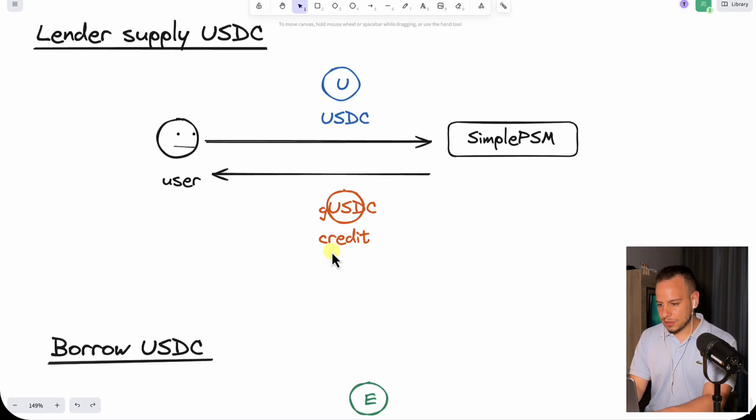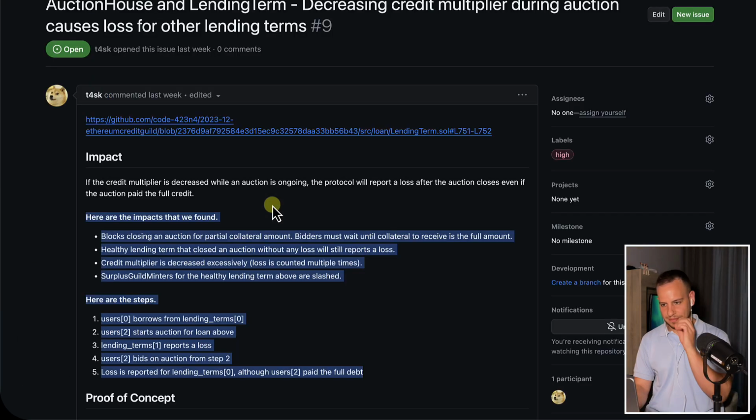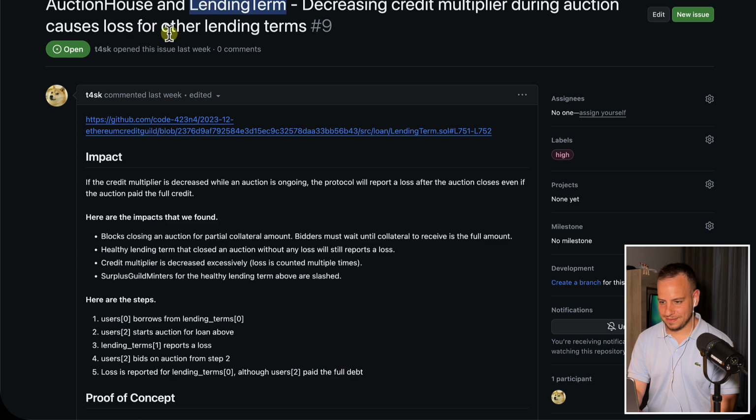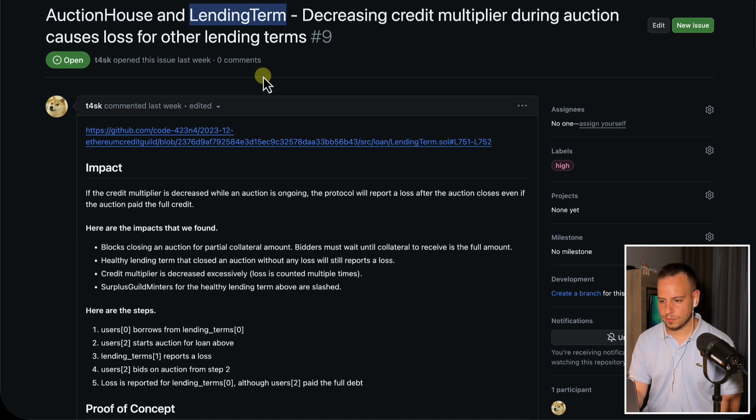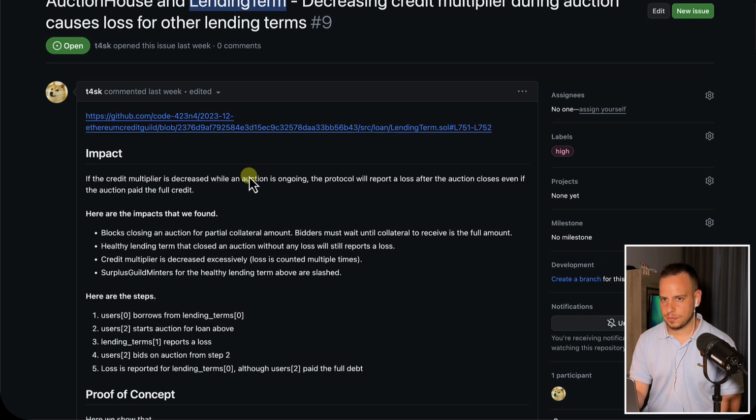So now let's go back to the finding and let's try to explain it. Taz, the mic is yours. Oh, okay. So imagine a scenario where a lending term has some kind of loan and it gets auctioned off. At the point the auction starts, the amount of credit that needs to be repaid is fixed. So let's say 100 credit.